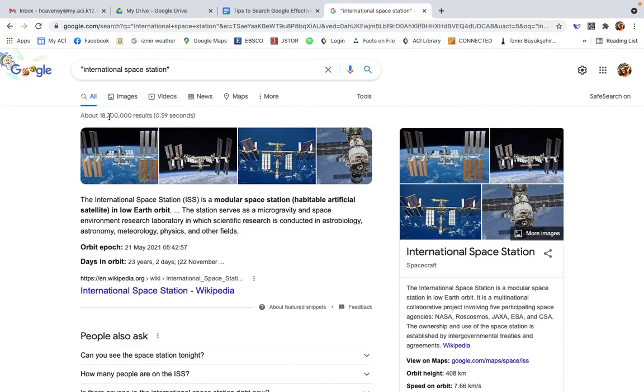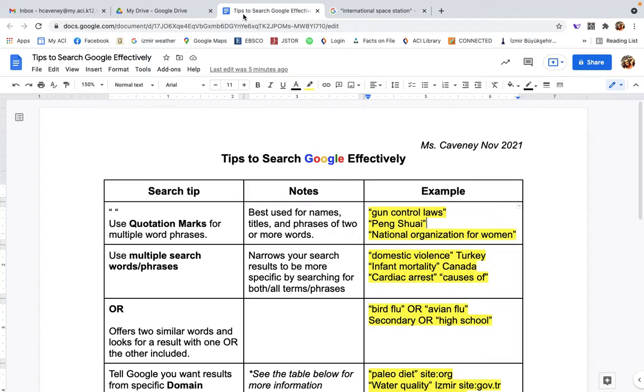All right, so anytime you're doing 2 or more words in a phrase, please take the time to put quotation marks around it and it will narrow your search significantly. All right, that's the first thing I would recommend you always do. Obviously, if it's a 1-word phrase, that doesn't matter, but 2 or more words, use the quotation marks around it.